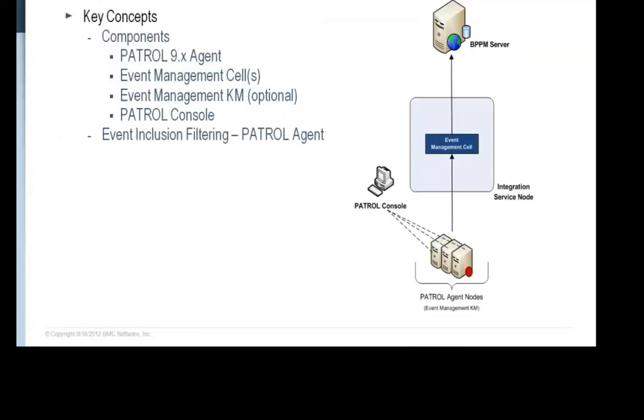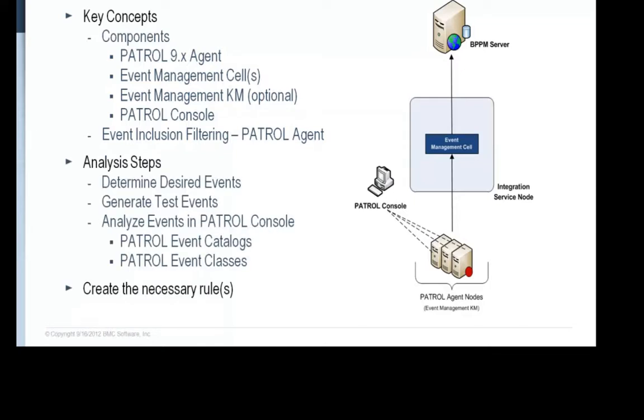In part 1 of this video series, we discussed the BPPM components involved, including the patrol console. We also mentioned that if you are already using the Event Management KM, we can leverage its rules and reduce the overall configuration for upgrading to the BPPM 9.0 architecture, because the architecture can leverage your existing configuration of the Event Management KM. This video is focused on how to determine the filter criteria to include all events from the Event Management KM. In part 1 of this video series, we also described the analysis process listed here.